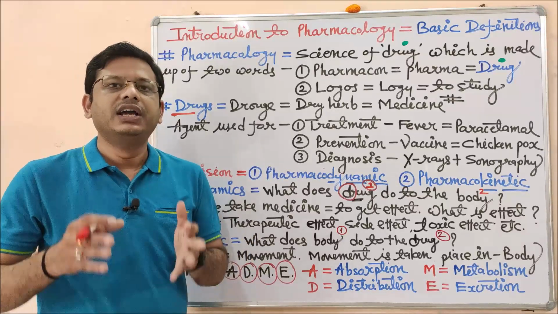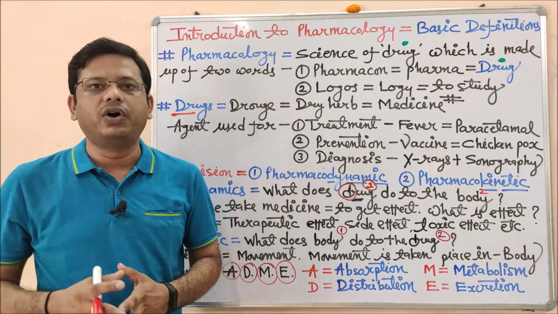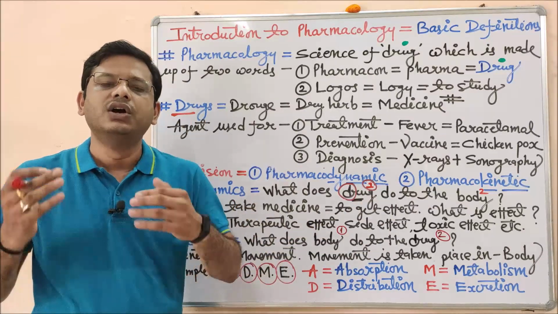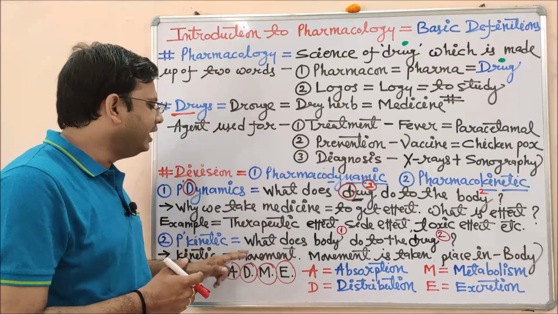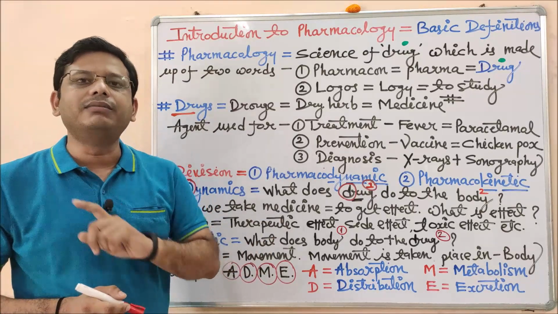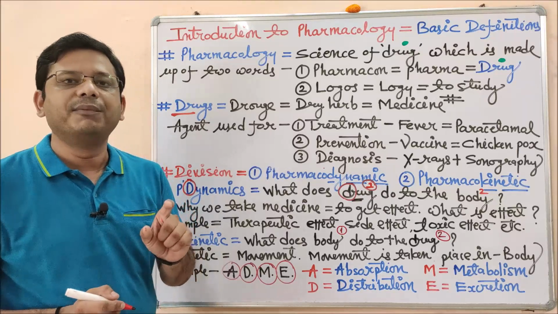After getting metabolized, the drug has to be excreted from the body. So the last step is excretion, that means complete removal of the drug from the body. To study ADME, that means absorption, distribution, metabolism and elimination of a particular drug, is called pharmacokinetics.